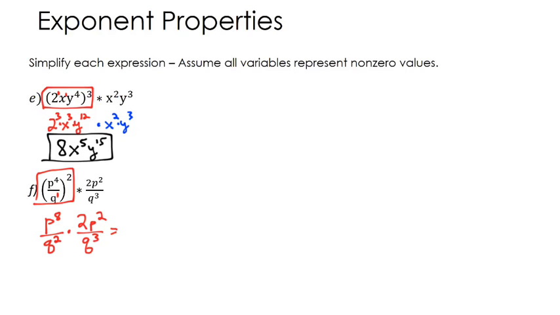And whenever I multiply these, I'm going to go straight across. The 2 here doesn't have really anything to multiply with, so I'm just going to have a 2 in my numerator. And then p to the 8th times p squared, we're going to add those exponents to get p to the 10th. And then q squared times q to the third, we're going to add those exponents and get q to the 5th. So that would be your most simplified version of this last one.